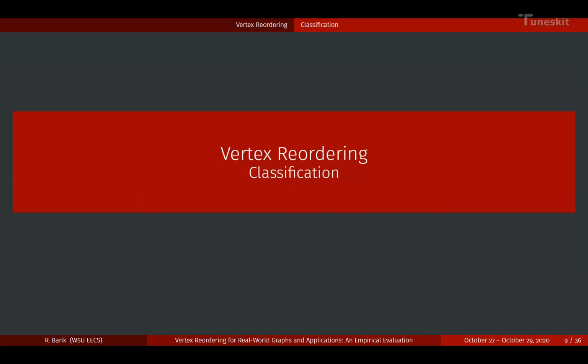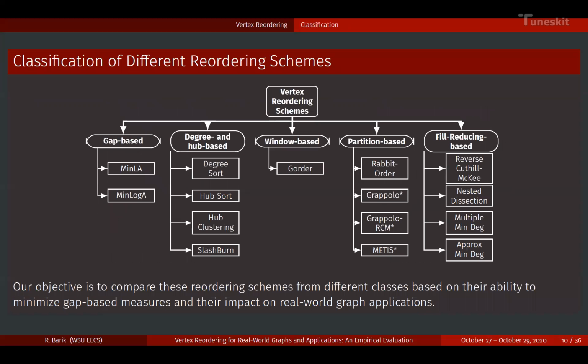We take a look at different reordering schemes that are in practice and classify them based on the methodology and the purpose. Gap-based methods directly try to optimize the gap measures using algorithms like simulated annealing, which obviously does not scale. The degree-based ones take into account the degree of the vertices as a feature to come up with an ordering.